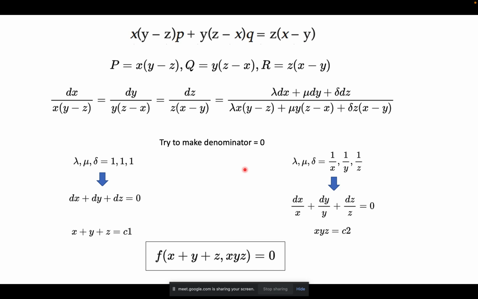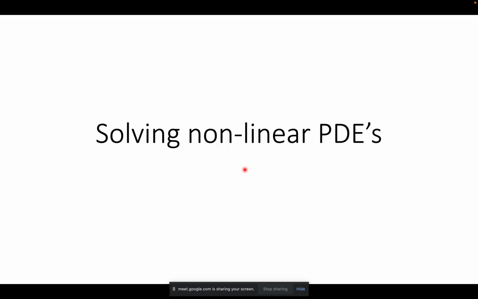Okay, so this is all about solving the partial differential equation using Lagrange's multiplier. And I will urge you, if you have not tried the assignment problems, you can again try them and you will find them easy. You just need to use this method in order to solve them.